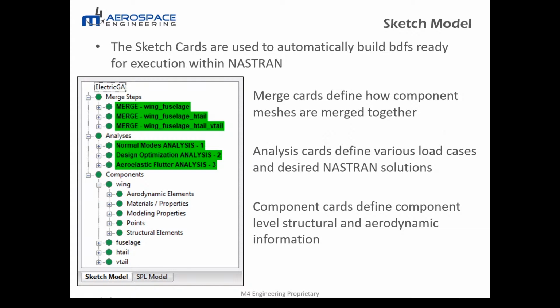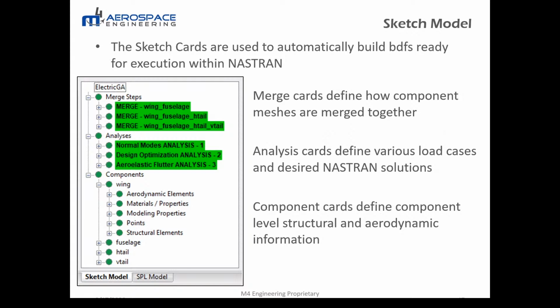So here we're taking a closer look at the sketch model tree itself. At the top are merge cards. These cards define how Structure Studio should merge the component level finite element models together and the order that they should be merged in. Beneath that are where the analyses are defined. Sketch models can contain any number of analyses, and each analysis can have any number of subcases.